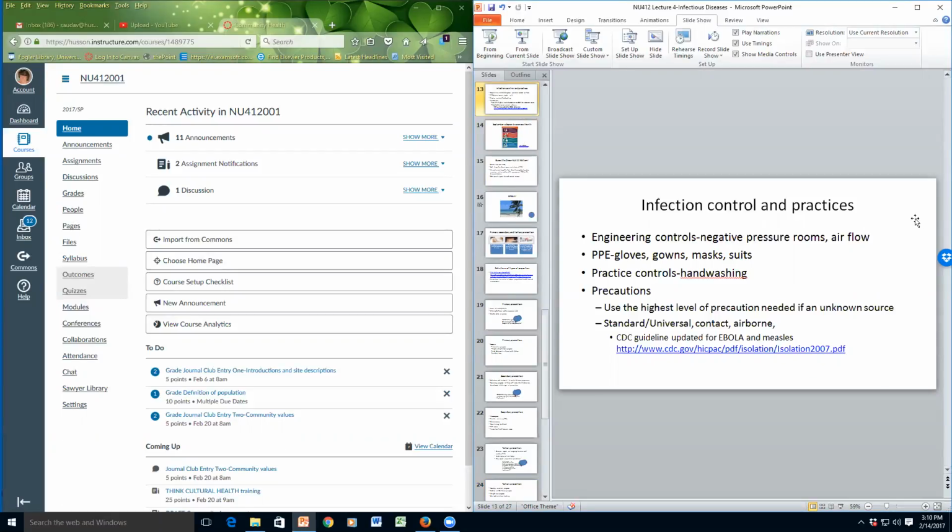The three principles that we have available to us at this time include engineering controls. So things like negative pressure rooms, airflow, adjusting the environmental humidity can all be part of the engineering controls, using ventilators, ventilation, fans, that kind of thing.